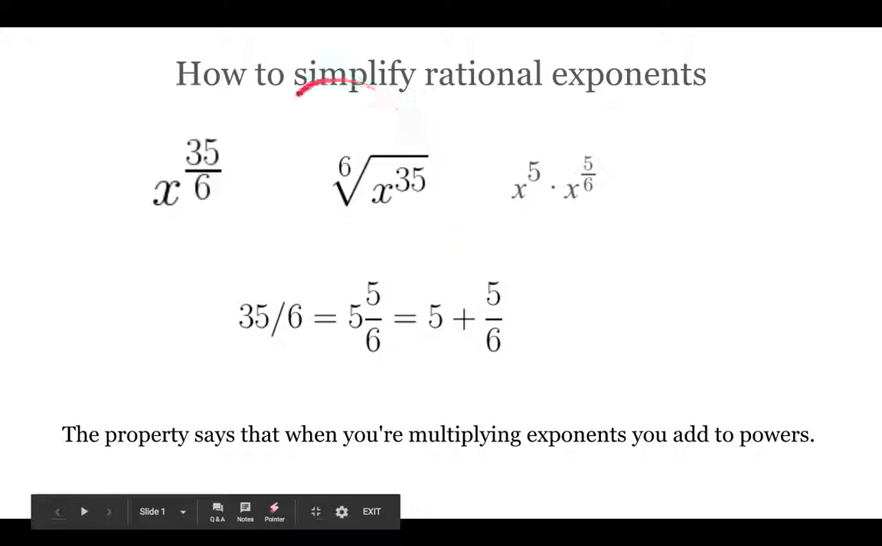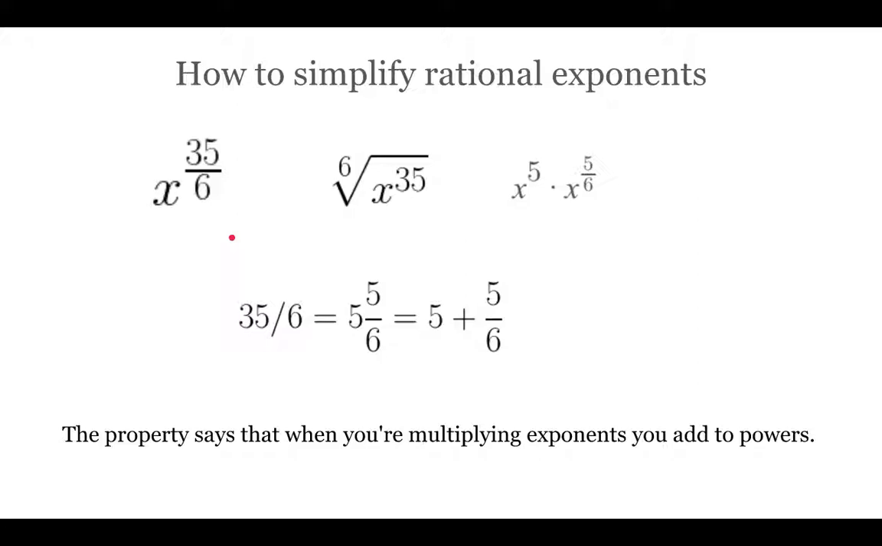So when you see something like this or like this, you can simplify it into x to the 5th power times x to the 5 over 6 power. And the reason, again, is because when you're multiplying powers, you add their exponents. So you would be adding 5 and 5/6, which puts you down here. 5 plus 5/6 is 5 and 5/6, which is 35 over 6.